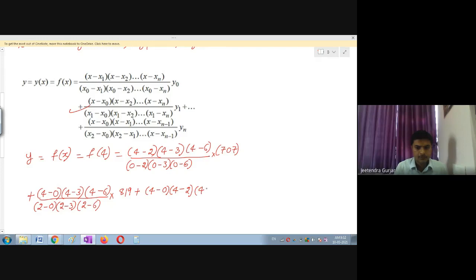Next, again, 4 minus x3 is 6, divided by... now you are going to take here x naught, x1, x2. X2 is 3. 3 minus 0, 3 minus 2, and this is 3 minus 6, into 866. That is our y2. Then continue this plus.